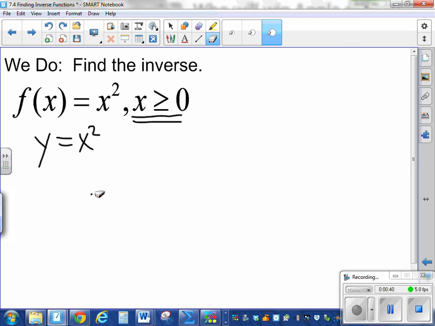All right. So I'm using a pen, not the smartboard. The first step was to replace the f of x with a y. Second step is to replace your x with your y. So switch your x's and y's around. So x equals y squared.